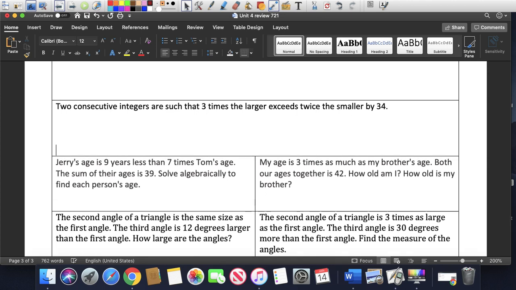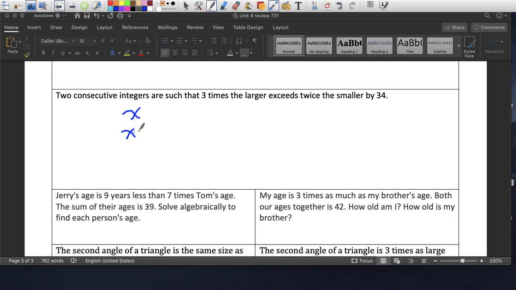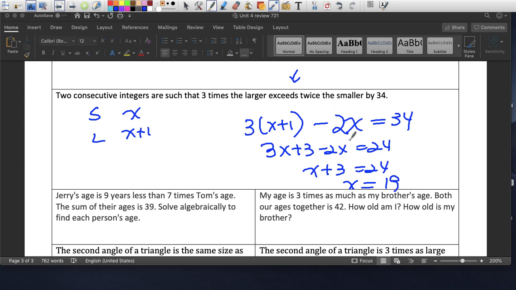Two consecutive integers are such, so this one is slightly easier because there's only two, x and x plus 1, such that 3 times the larger, so this is the smaller and the larger, 3 times the larger exceeds, remember we talked about exceeds, twice the smaller by 30. It's bigger, right? So this one minus twice the smaller one, by 24. So this becomes 3x plus 3 minus 2x equals 24. We get x plus 3 equals 24, and x is going to be 19. So the first number is 19, the second number is going to be 20. Okay.